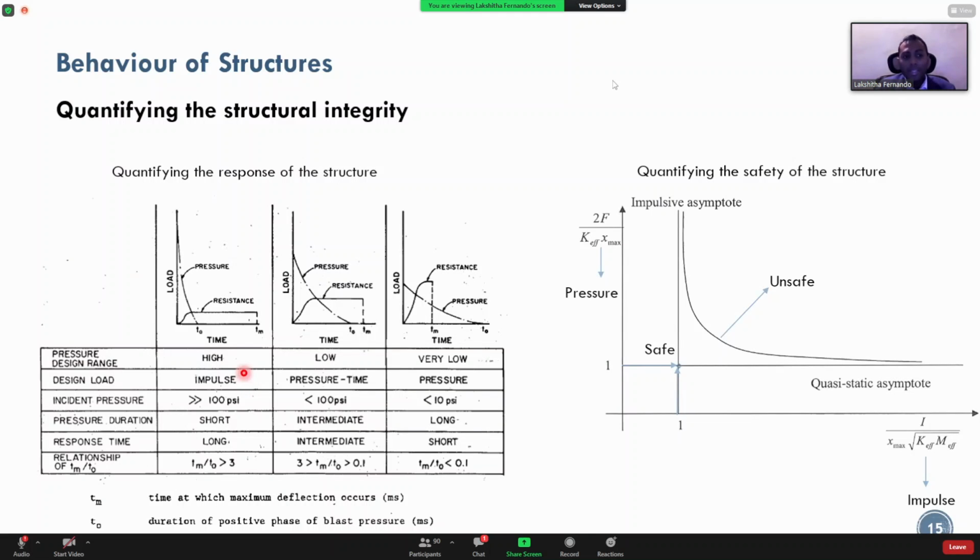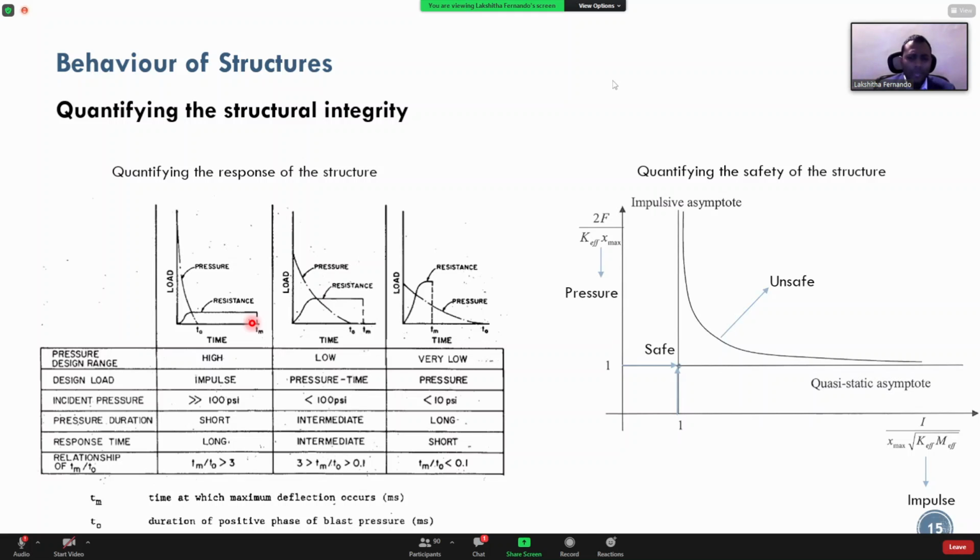Now the idea in this figure is that the time that the actual pressure is applied on the structure is very less compared to the time it takes for the structure to resist it. So there's a difference in the time intervals between the way the load is applied and the way the structure resists it.